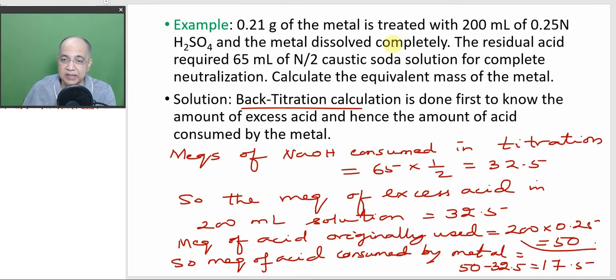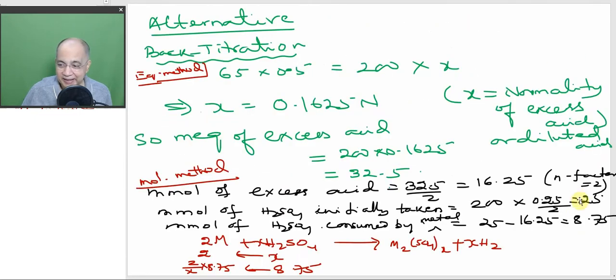So the N factor of sulfuric acid in this reaction also, zinc plus sulfuric acid, is 2. So 0.25 divided by 2 is the molarity. Now the number of millimoles initially taken is 200 into molarity, 0.25 by 2, that becomes 25. So 25 millimoles of sulfuric acid initially taken, out of which 16.25 has remained in excess.